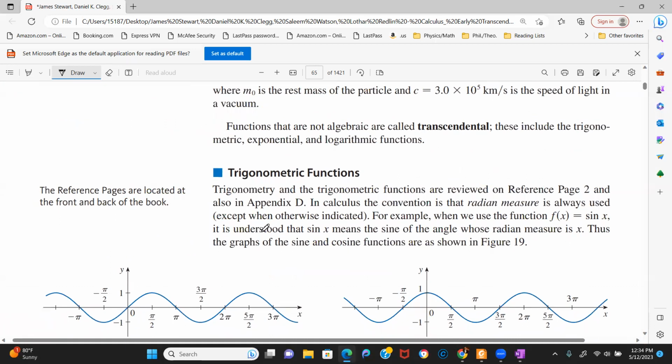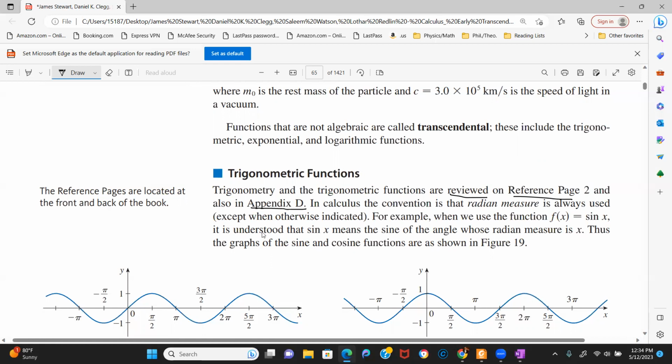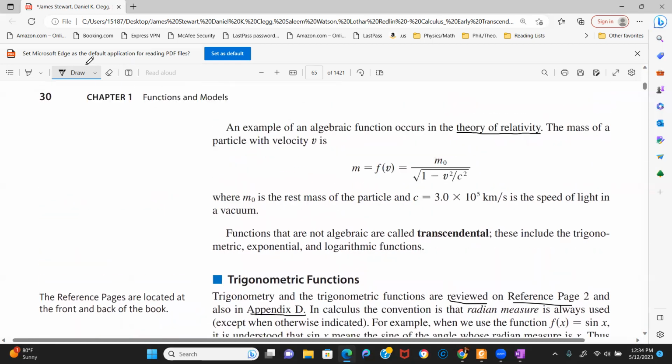I'm not going to fully recall the definition, but you can see that they're reviewed on reference page 2 and in the appendix. Remember, there's two ways you can define trig functions. You can define them using right triangles, or you can define them using the unit circle approach. And I prefer the unit circle approach. Let me just recall that one at least, that one is to me a lot easier. So basically, the idea is this, to define the trig functions.